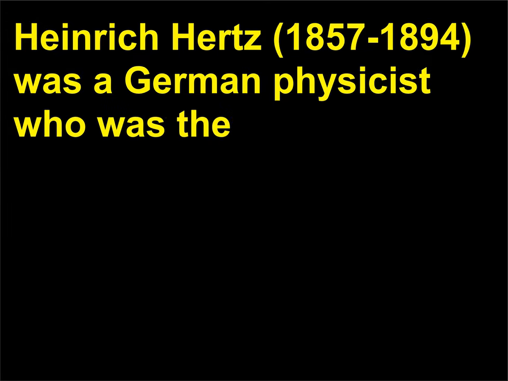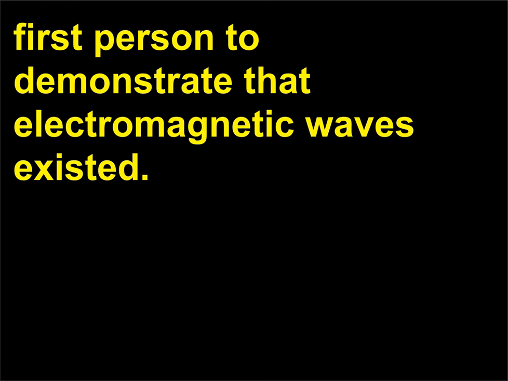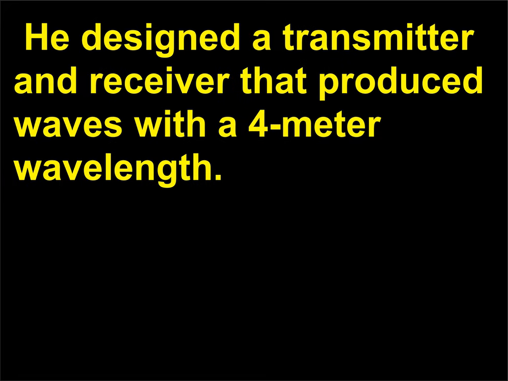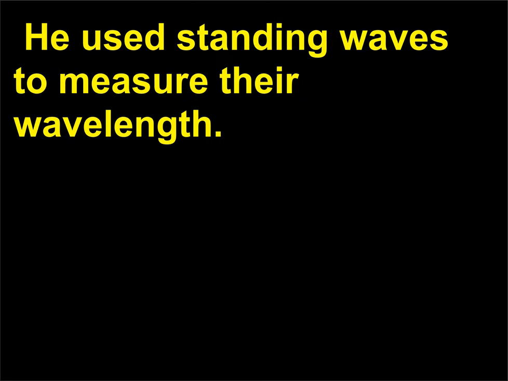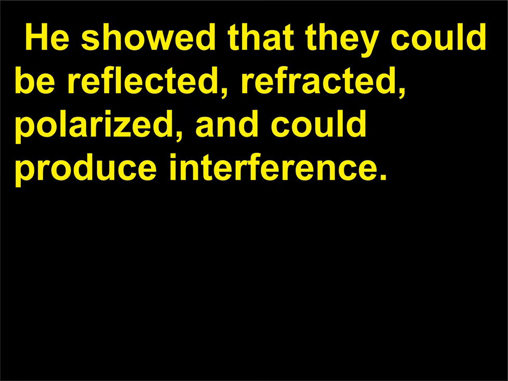Heinrich Hertz, 1857-1894, was a German physicist who was the first person to demonstrate that electromagnetic waves existed. He designed a transmitter and receiver that produced waves with a 4-meter wavelength. He used standing waves to measure their wavelength. He showed that they could be reflected, refracted, polarized, and could produce interference.